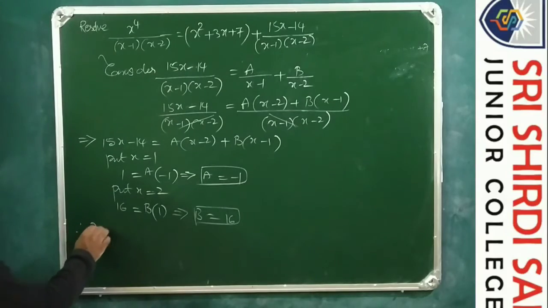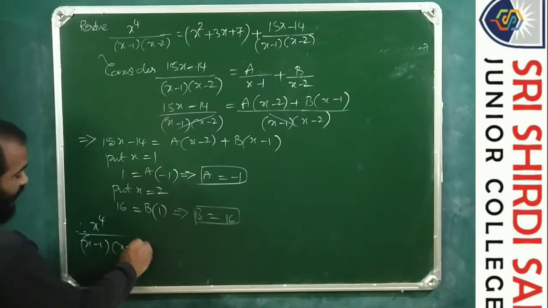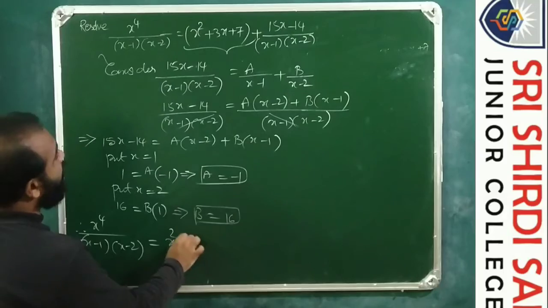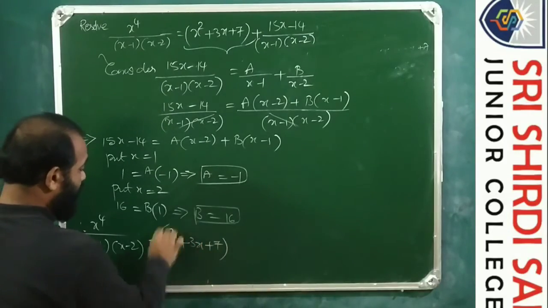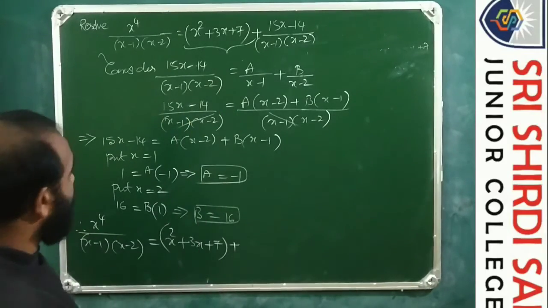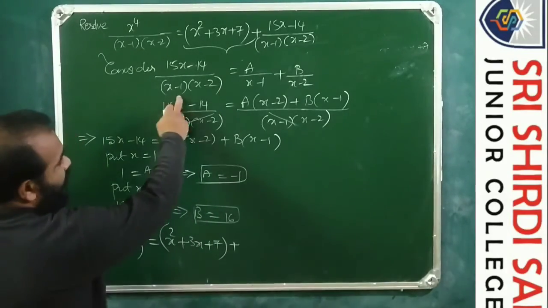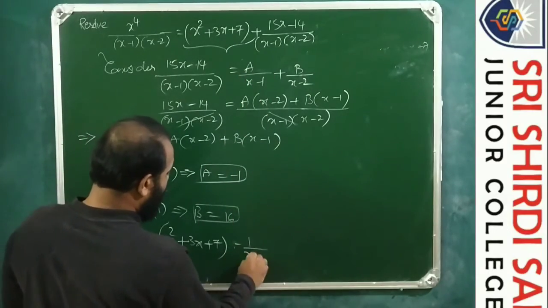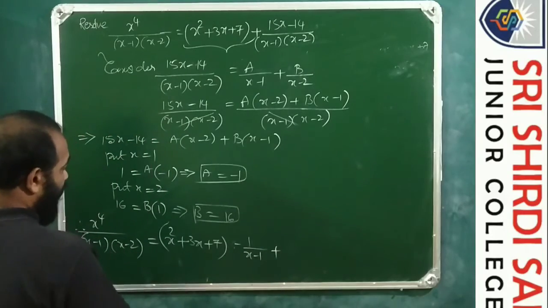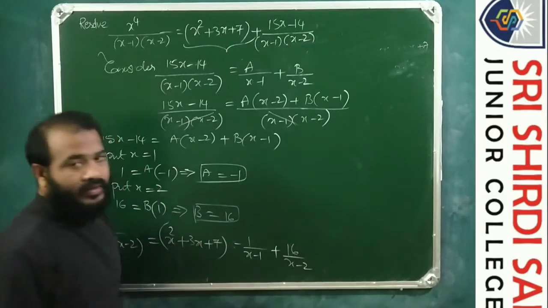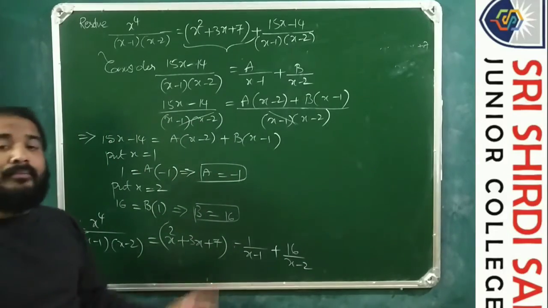Therefore x power 4 by x minus 1 into x minus 2 is equals to, this will be as usual, x square plus 3x plus 7 plus 15x by 14 is equals to this. And what is the value of a? Minus 1. So minus 1 by x minus 1 plus the value of b is 16, 16 by x minus 2 is the partial fraction for the given improper fraction.